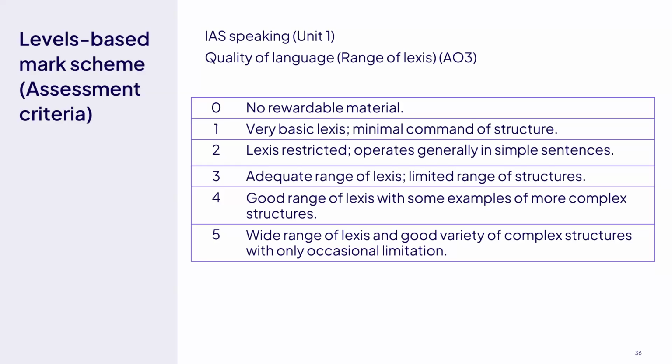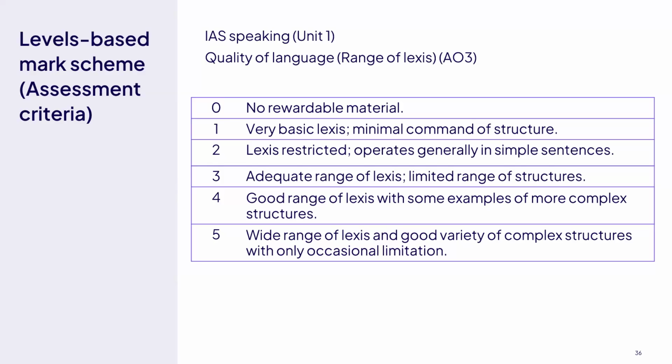Our mark schemes always start with 0 and they go downwards. I know if you're used to some other awarding organizations, they might go the opposite way, but we always start at the bottom, and so the best mark is always at the bottom of the list. So for 5 marks, it says a wide range of lexis and good variety of complex structures with only occasional limitation. And the thing that we tend to see in the design of the mark schemes is that those qualifying words will tend to be the thing that drives the mark scheme.